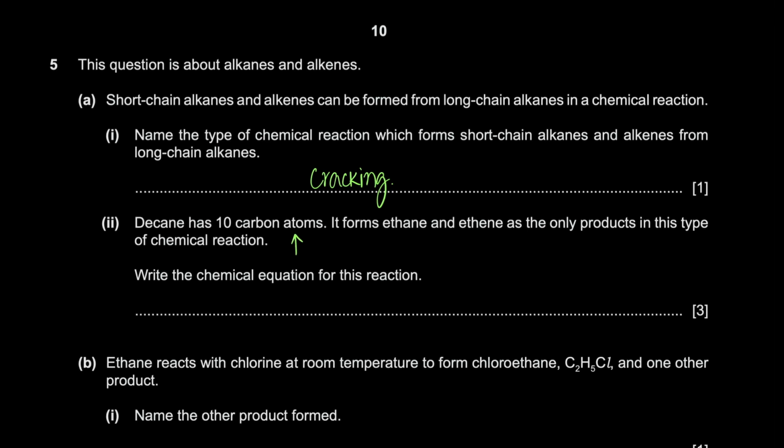10 carbon atoms. It forms ethane, ethene, ethane, ethene as the only products of this reaction. That's interesting. So decane would be C10H22, and this will give you C2H6 and C2H4, right?